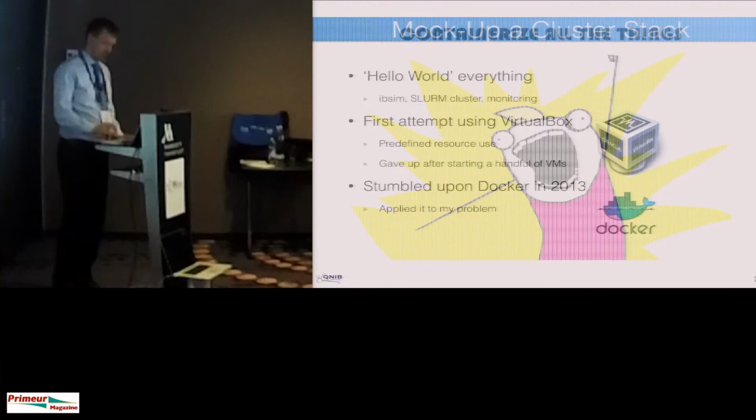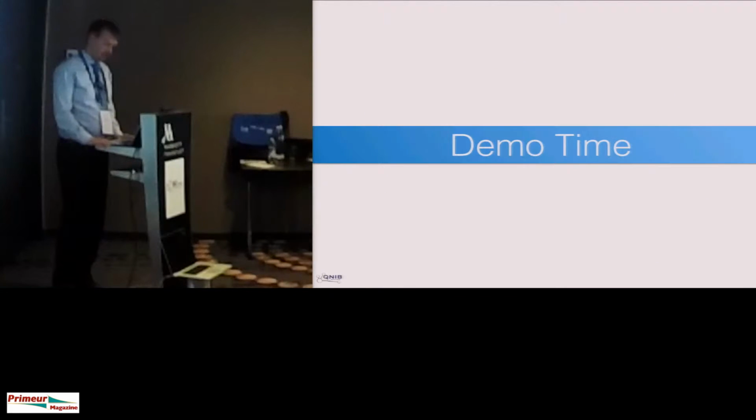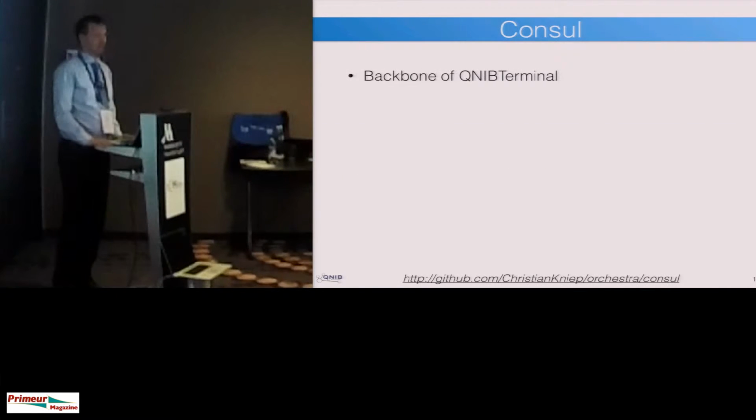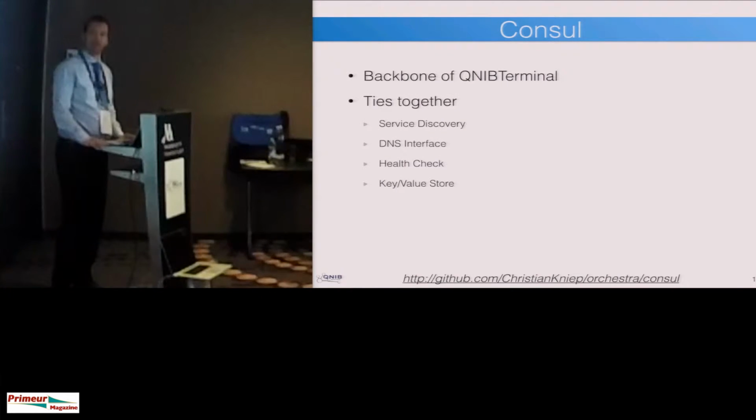Okay, so I containerized all the things, and the first component I'm now using heavily is Consul. Who's familiar with Consul? Good. Consul is basically the backbone of my Docker environment. It ties together service discovery, the DNS interface, health checks like Nagios, and is a key-value store as well. And this is quite fun. I will give a short demo now.